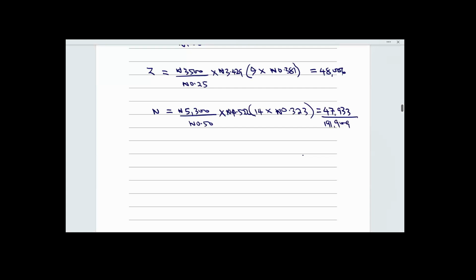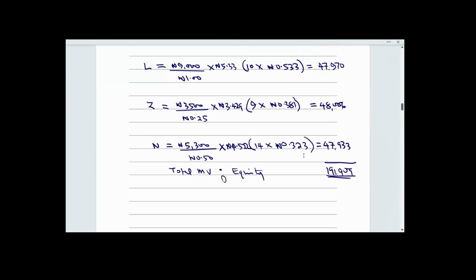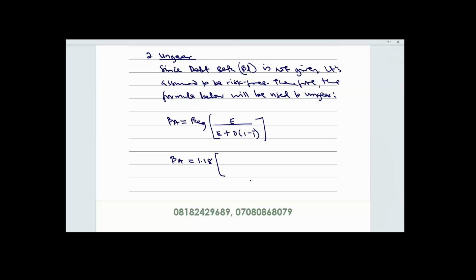191,909. So this represents the total market value of equity of the proxy company. Let me shift it down. 191,909 is the total market value of equity for the proxy company. Now, that is on one side. We also need to calculate, remember, from our formula, E is the equity value, D is the debt value, T is the company tax rate. So we have calculated equity value.